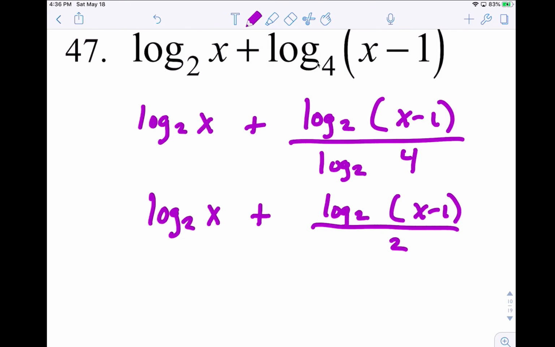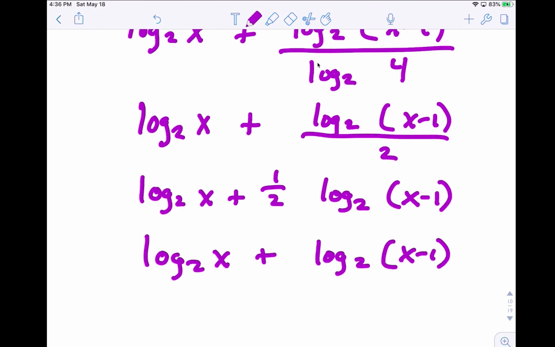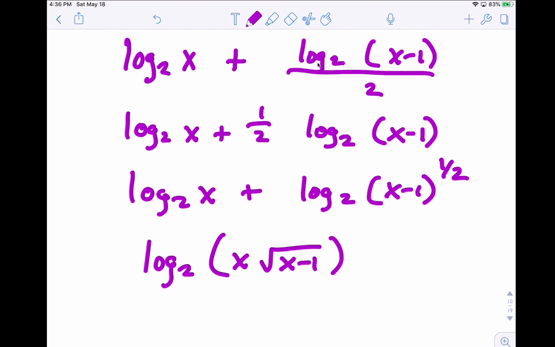So this one I see that I have a base 2 and a base 4, so it's probably best if I changed base 4 to be base 2. So log base 2 of x plus log base 2 x minus 1 over log base 2 of 4. Okay, so I got log base 2 of x plus log base 2 x minus 1 divided by 2. Now if I divide by 2, I'm really multiplying by a half, right? So I'm going to move that 1/2 up top, excuse me. And then, since now they're both log base 2, I got log base 2 of x times the square root of x minus 1.